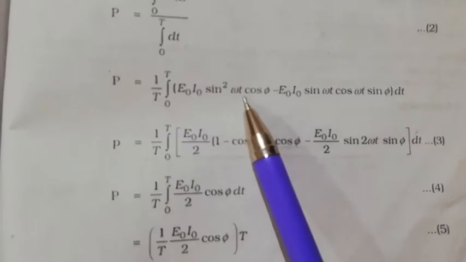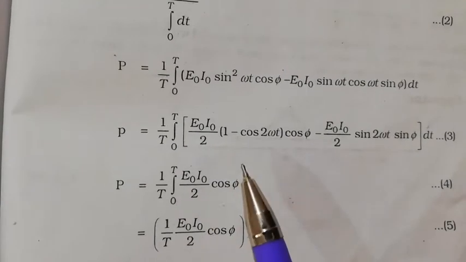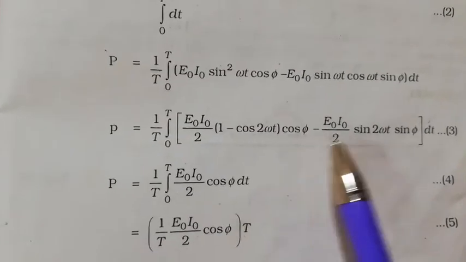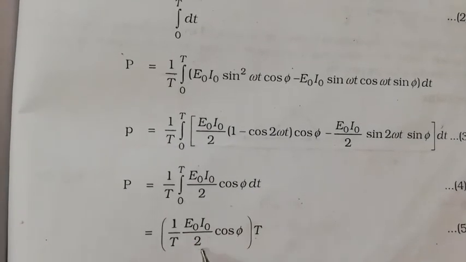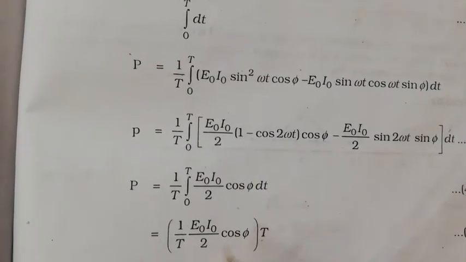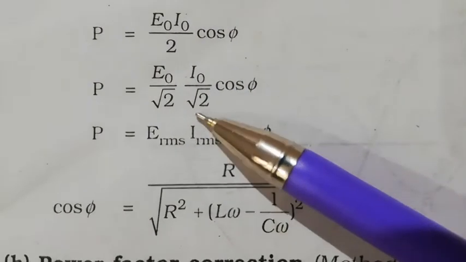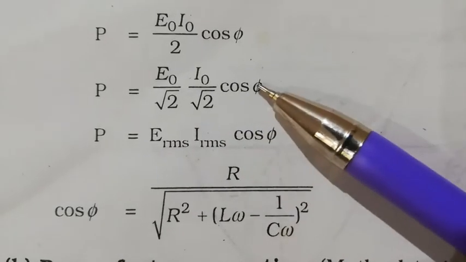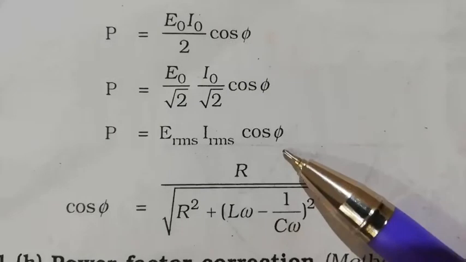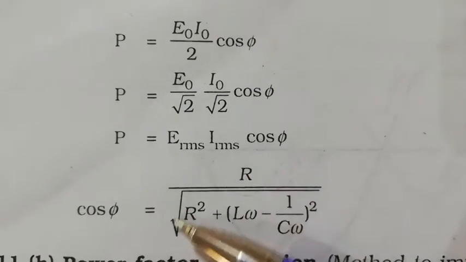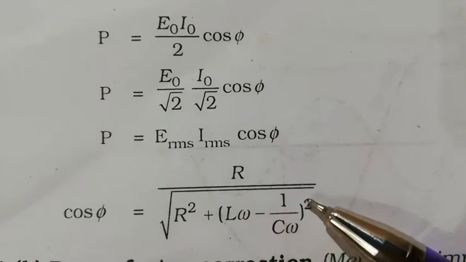That is, here we can substitute sin square omega t as (1 minus cos 2 omega t) by 2, and here sin omega t cos omega t as sin 2 omega t by 2. Here also the second term and third term vanish as in the previous cases, and the remaining is 1 by T, E0 I0 by 2 cos phi, into T, where T got cancelled. So, P is equal to E0 I0 cos phi, that is E0 by root 2 into I0 by root 2 cos phi, that is E_RMS I_RMS cos phi. Here also the different term is the power factor for the concerned circuit, that is R by root of R square plus (L omega minus 1 by C omega) whole square.